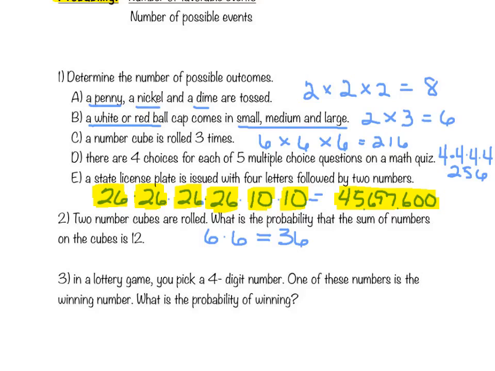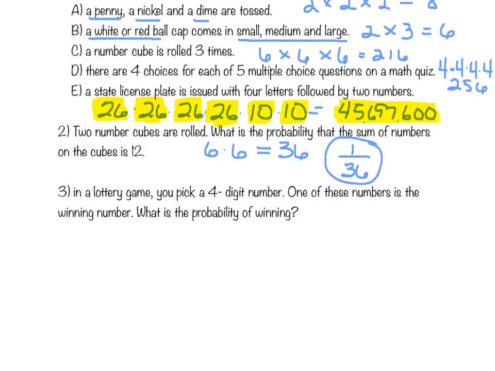So there's 1/6 on the first cube, and there's only 1/6 on the second cube, so it would be 1 out of 36. Okay, all right, let's go on.